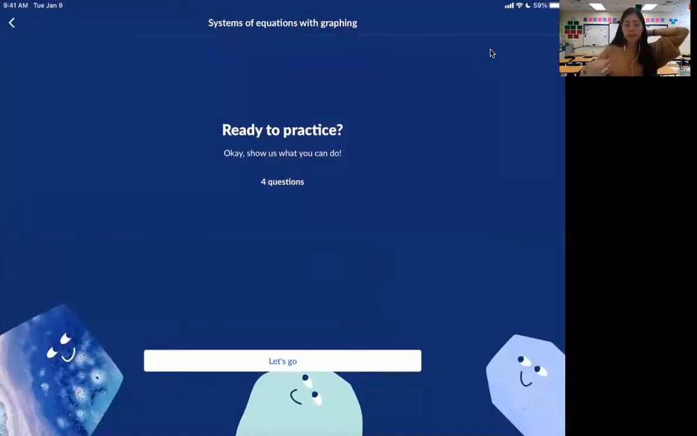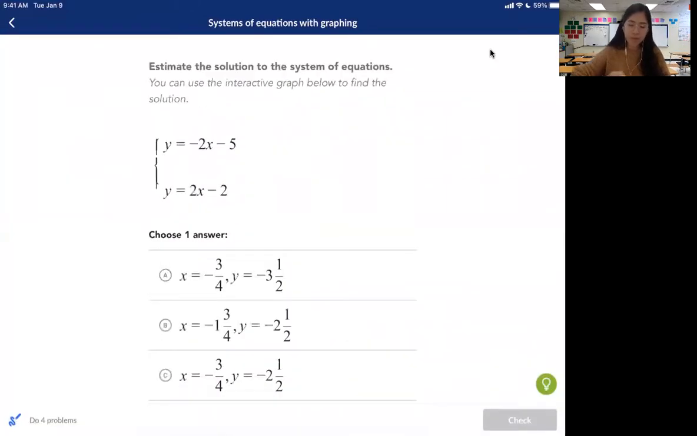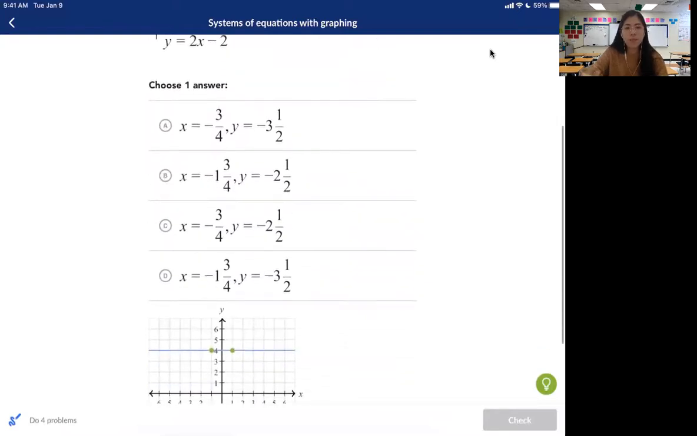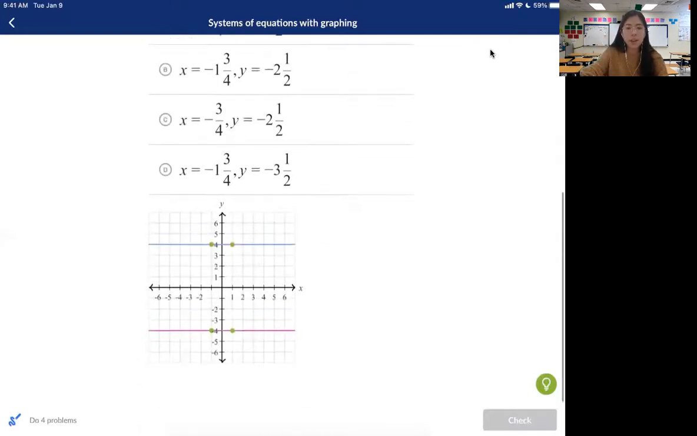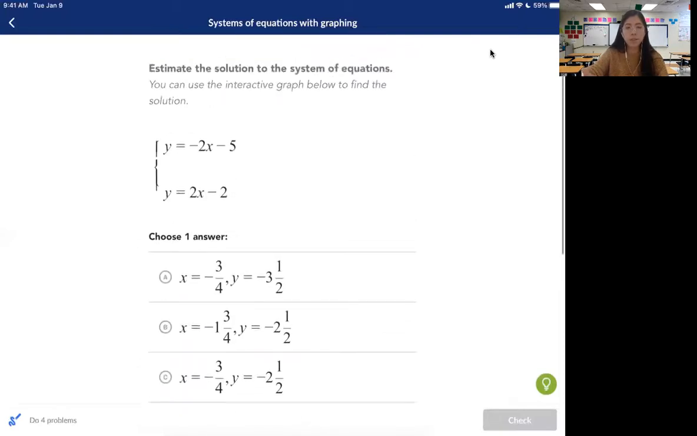All right, so this is exactly what you guys were working on in your homework assignment. So let's go. Okay, so in the homework assignment, you get 2 equations like this one. So I have y equals negative 2x minus 5 and y equals 2x minus 2. And then you're either going to have some answer choices like this, or you'll have to put the answer in yourself. And then underneath that, there's always going to be these graphs. And these graphs, you can actually move them around, okay? And the point is that you should try to graph the two equations from the problem in order to figure out where the solution is going to be.